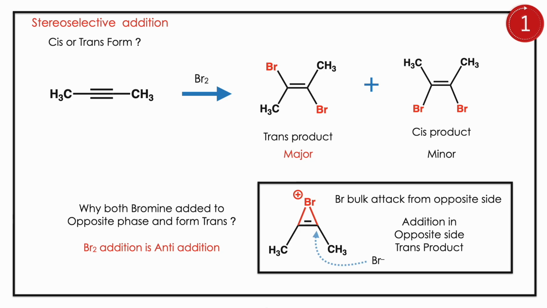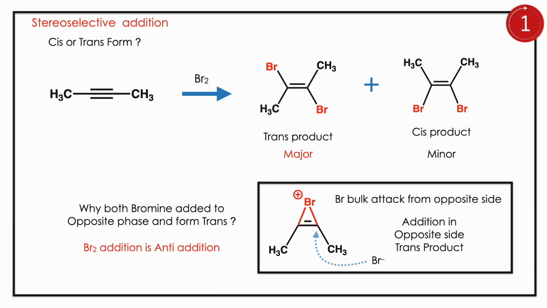Next to the bromonium, the bromide attack can only happen from below because of steric reasons. So the attack happens from below, while one bromine is above, which leads to the trans product. So the product is trans. If you look overall, the bromine addition is an anti-addition, and the product is a trans product.